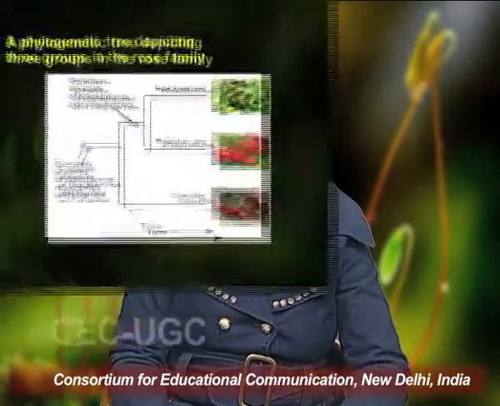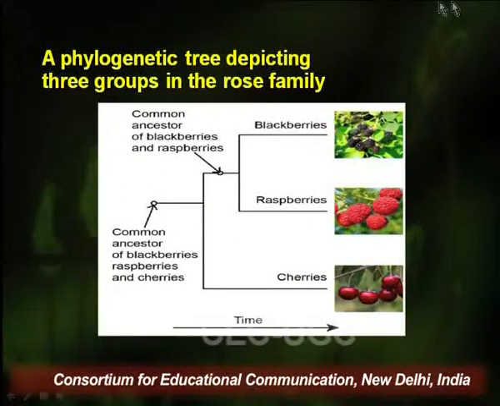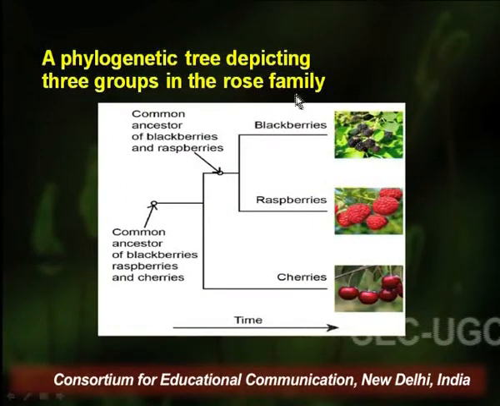Now, they all belong to this family. All of them possess fleshy fruit. They have drupes. However, a number of small fruits are present in clusters in blackberry and raspberry, whereas in cherry, drupes are larger and they are single. So, this diagram shows a phylogenetic tree depicting 3 groups in the rose family. Now, you can see the common ancestry.